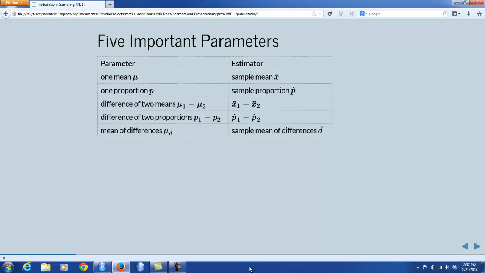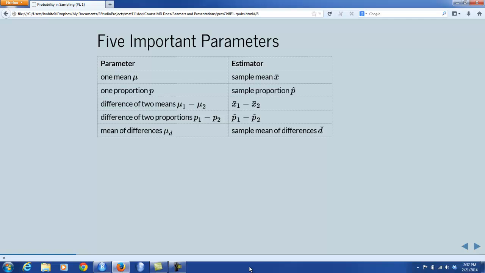We might also be interested in the difference of the means of 2 different populations, and we'll estimate that using a difference of sample means. We might be interested in the difference of two proportions for two populations, and we'll estimate that naturally enough using the difference of sample proportions for samples taken from those respective populations.